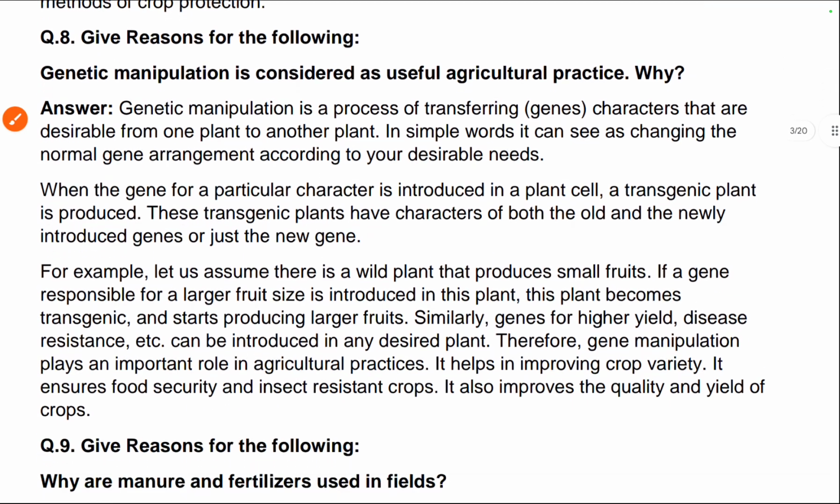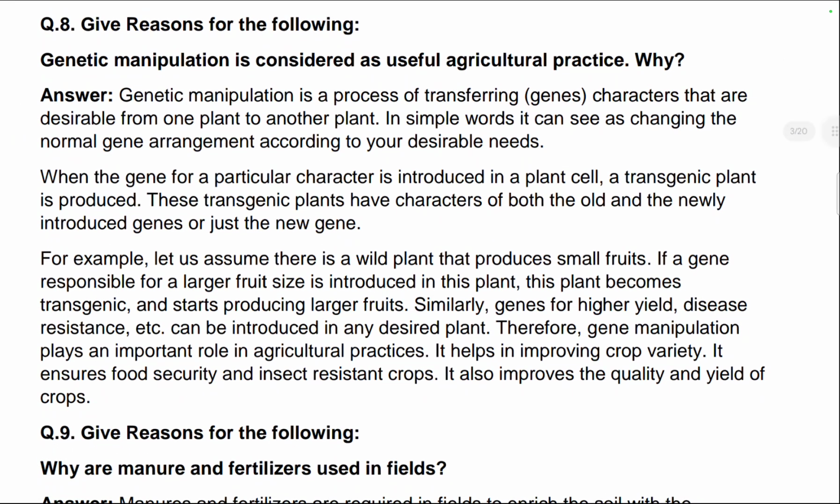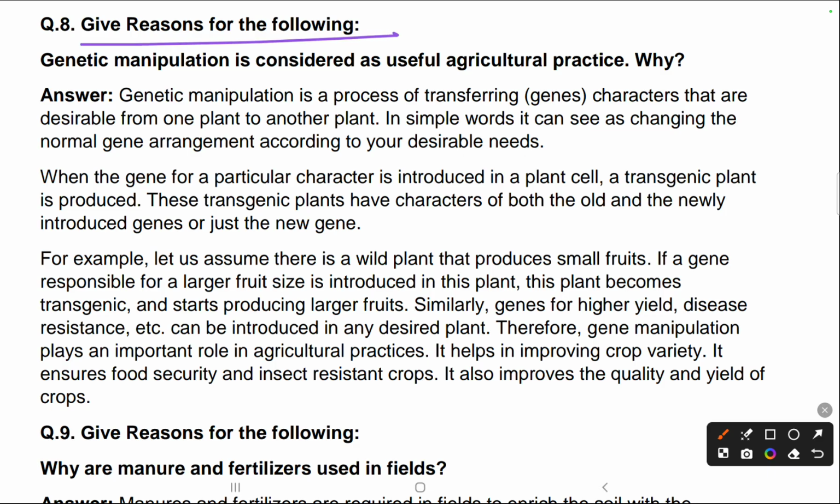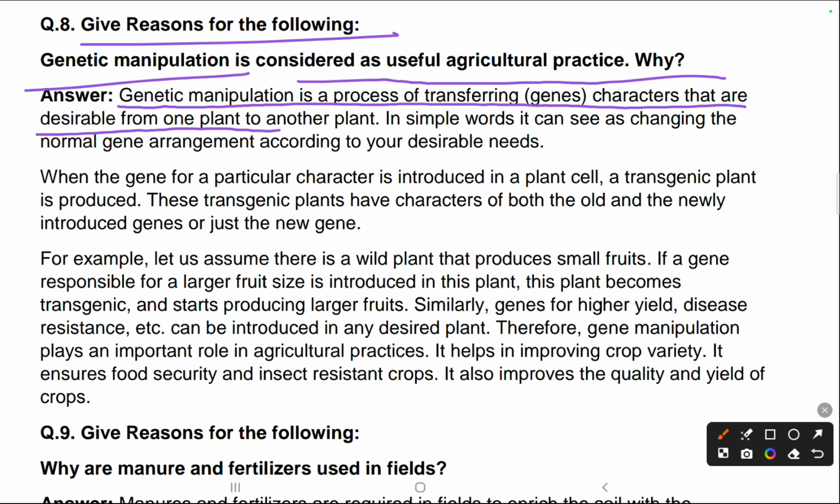Next question. Give reasons for the following. Genetic manipulation is considered a useful agricultural practice. Why? Answer. Genetic manipulation is the process of transferring genes, which are desirable characters, from one plant to another plant. In simple words, it can be seen as changing the normal gene arrangement according to your desirable needs.